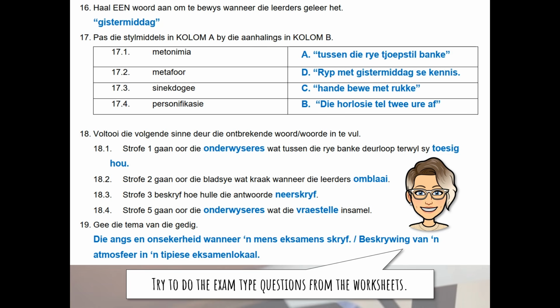We like it when they give you these words. It's horrible when they don't give you these words. So stanza 1, I'm just going to translate the sentence so you can see what it says. Stanza 1 is about the teacher that walks up and down through the rows of desks while invigilating. So "toesig hou" is invigilating.